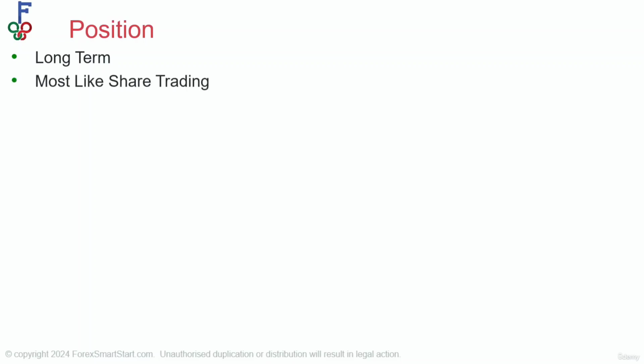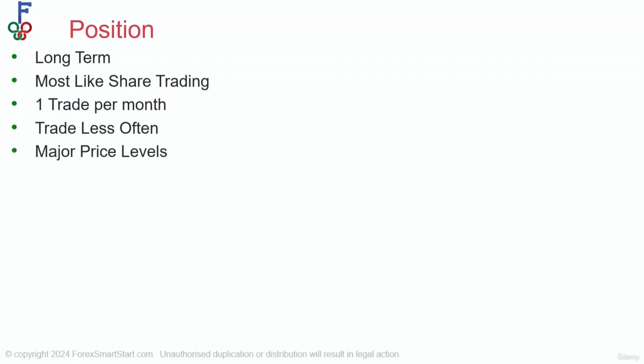Let's compare the main trading strategies. Position trading is more of a long-term strategy. It's most like share trading in its passivity. A realistic trade volume is about 1 trade per month. Position traders trade less often. They're looking for entries and exits at major price levels.